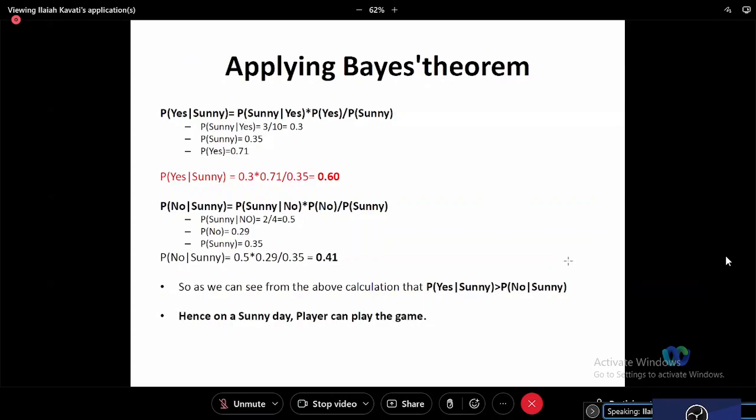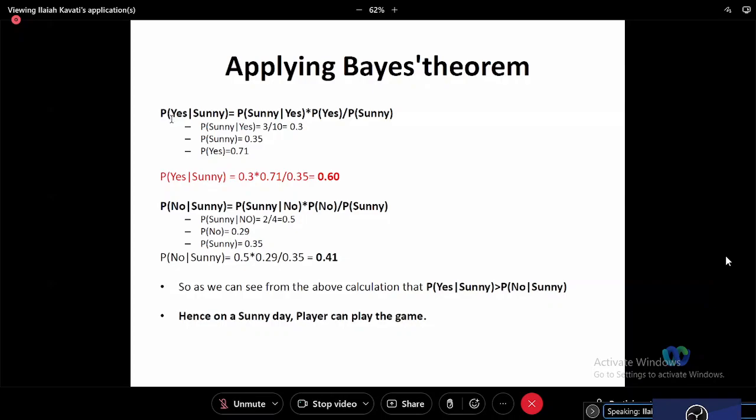We'll apply the Bayes theorem to find out if the day was sunny, right? If the day was sunny, play is possible or not. Okay, the day is sunny, we need to predict whether we can play or not. So we need to find out whether yes or no. So we'll try to find out the probability of yes if the day is sunny, and probability of no if the day is sunny, right?